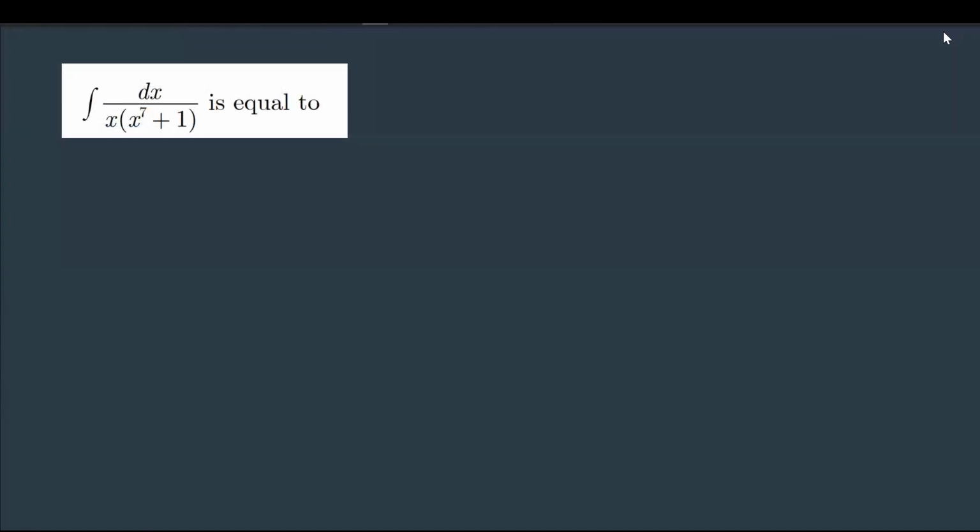The question here is to find the integration of dx over x multiplied by x raised to the power 7 plus 1. So we will be applying substitution, and in substitution we'll be taking x raised to the power 7 as t. On differentiating, it is 7x raised to the power 6 dx is equal to dt. So clearly we need a 7 over here.